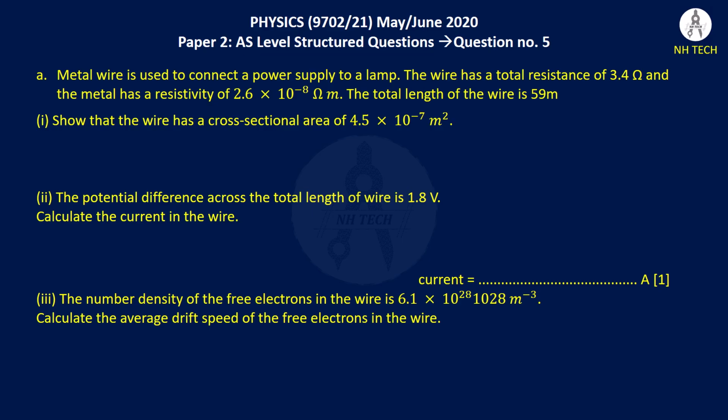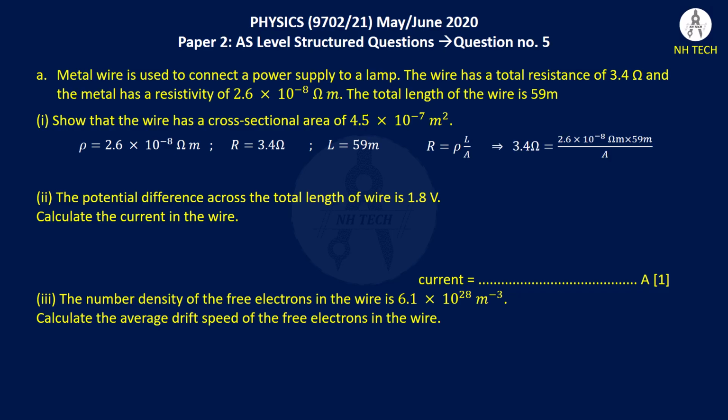Let's solve this question. So three things are given, which is ρ, resistance and length, so use the formula of resistivity, substitute the values in the formula, and get the result.